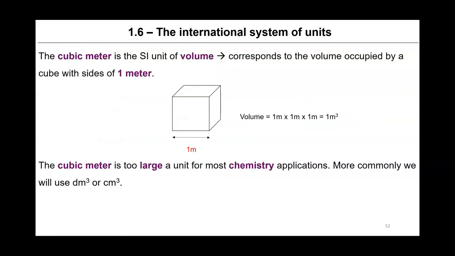Now, the cubic meter is the base SI unit of volume, and that corresponds to the volume of a cube that has sides 1 meter. So that's a huge amount of substance, right? The cubic meter is a giant amount of stuff. 1 cubic meter of water weighs 1,000 kilograms. That's a lot, okay? So more commonly in the chemistry lab, we're going to be using volumes that are of the order of decimeters cubed or centimeter cubed. So it's worth thinking about how that sort of relates to a meter cubed.